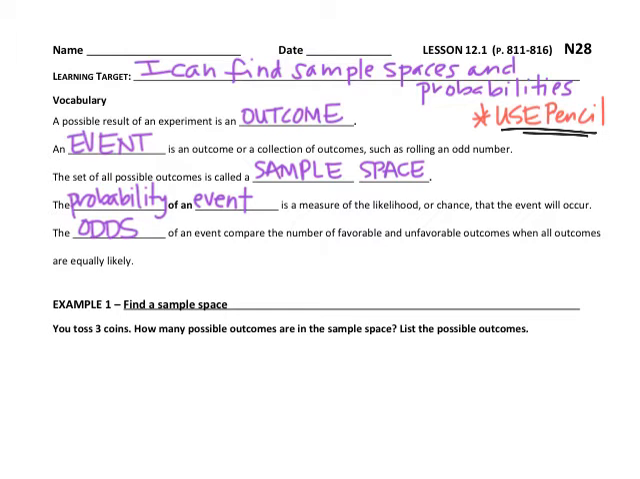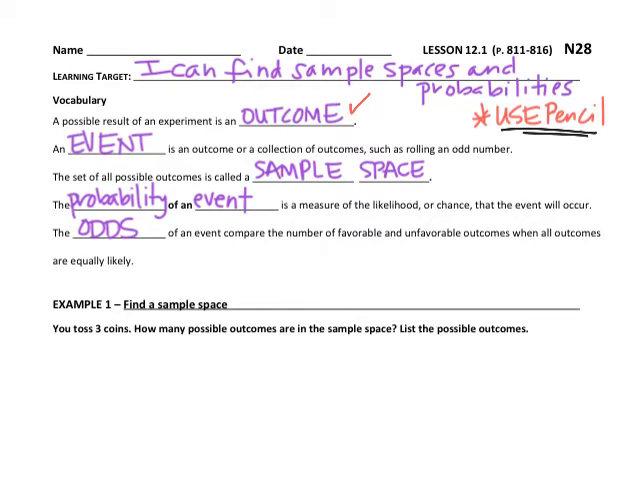And let's start with the vocabulary. The vocabulary for this lesson is important because it's new. I'm not sure that many of you have dealt with these vocabulary terms before, and it's a good idea to really learn about each one of them because they are going to matter in the examples that we do, and then of course the assignments that you do in the classroom. So a possible result of an experiment is an outcome.